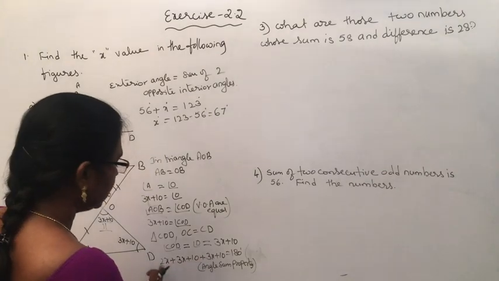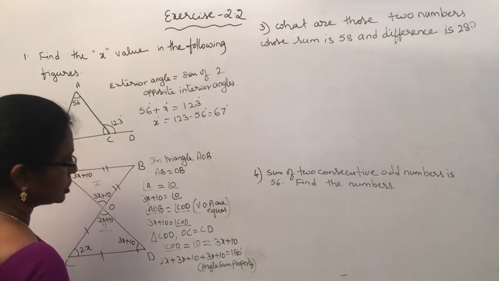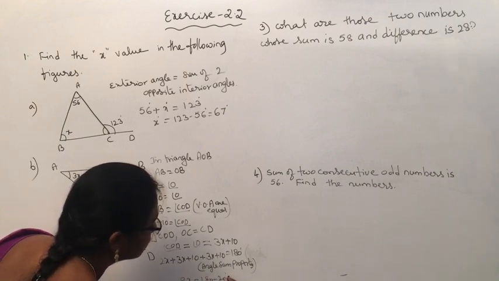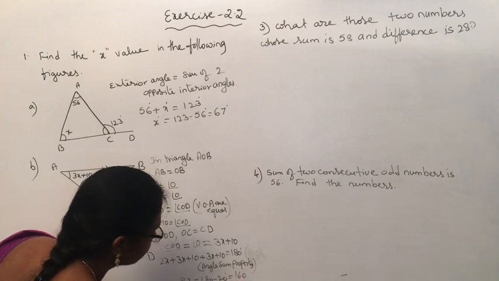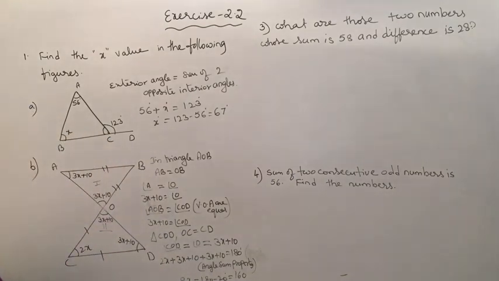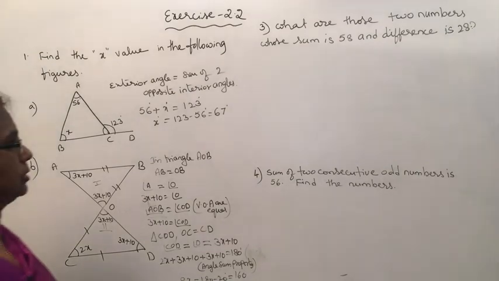Now add all the x terms. 2, 3, 3 means total how much? 8x is equal to 180 minus 20, is equal to 160. x is equal to 160 by 8, is equal to 20 degree. Now what is the x value? 20 degree. Now, another question.